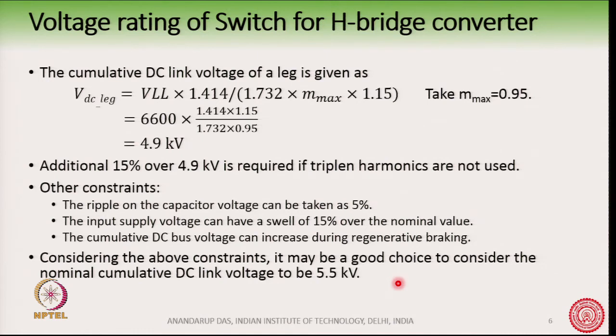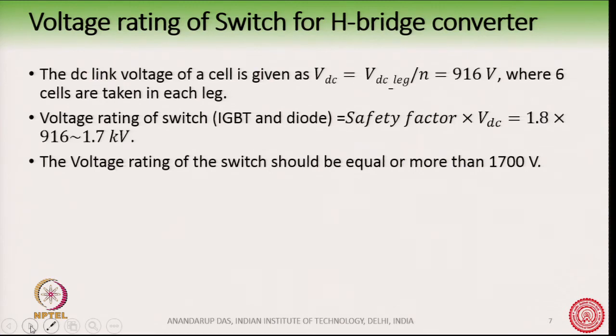So, 5.5 kV is the cumulative DC link voltage, and suppose we take 6 cells in each leg. So, the cell voltage is therefore 5.5 kV divided by 6, that is about 916 volt, the DC link voltage. So, voltage rating of the switch can be taken as a safety factor into VDC, and if you take a safety factor of 1.8, then the devices are about 1700 volt IGBTs and diodes. Okay. So, 1700 volt IGBTs or diodes are quite frequently available at this power, at this voltage and at the current rating which we have talked about. Now, why did I choose 1.8 as the safety factor? This again depends on the designer. Okay.